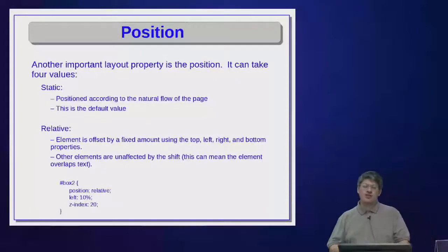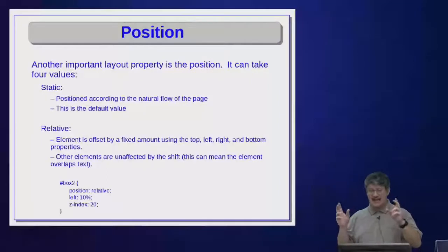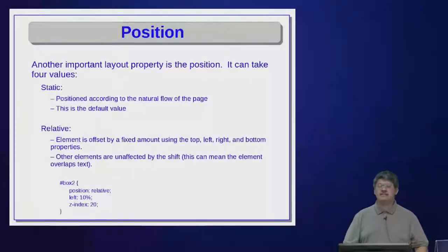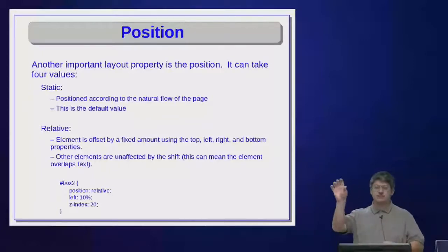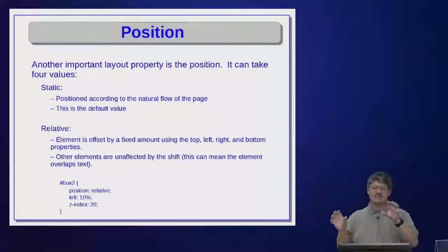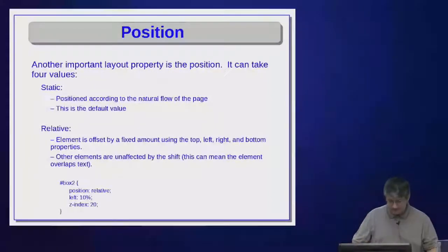Well, if we turn on the position property, if we set it to something other than its default, which is static, then we basically enable 4 other properties that we can use to position elements on the page. And those properties are called top, bottom, left, and right. So if you turn on positioning, you can then use top, bottom, left, and right to specify exactly where things are going to go on the page.